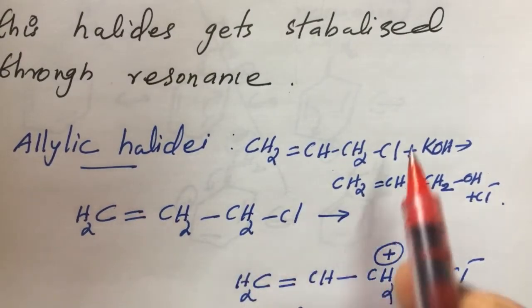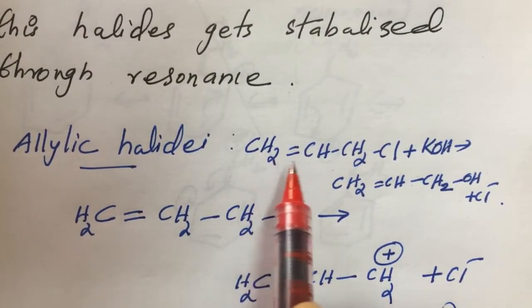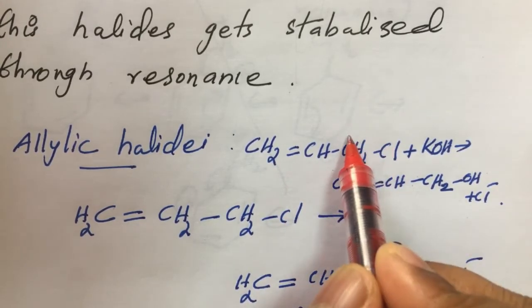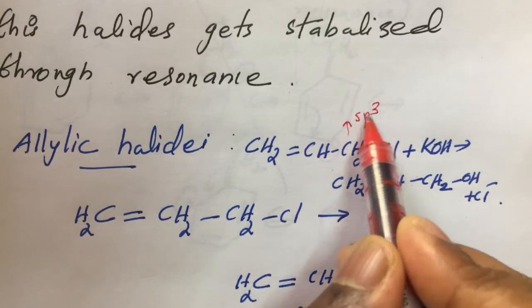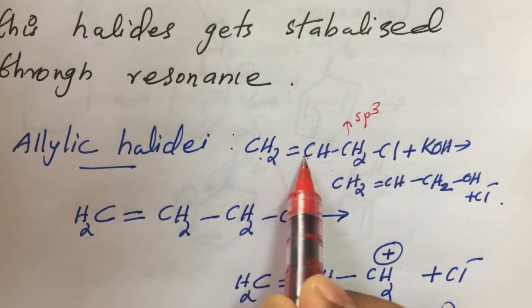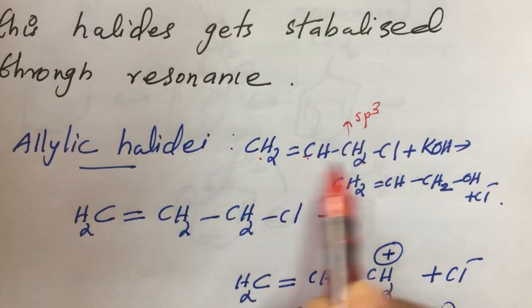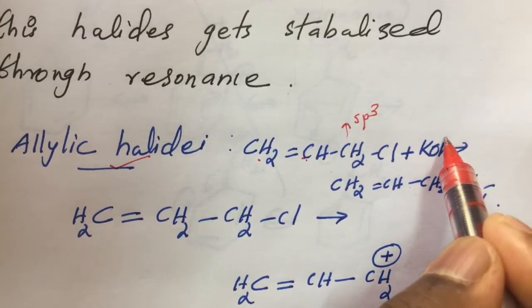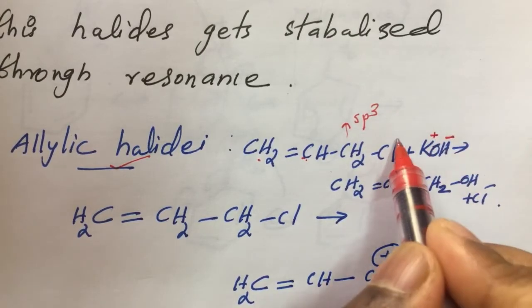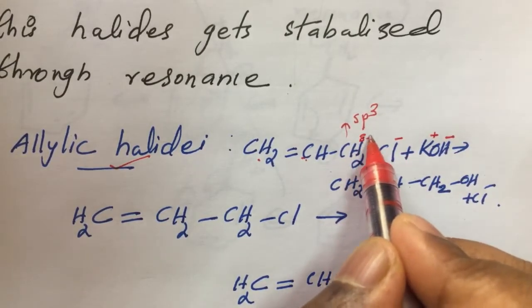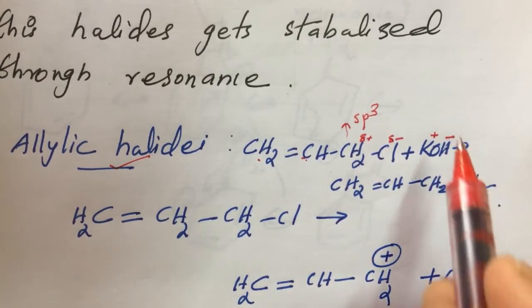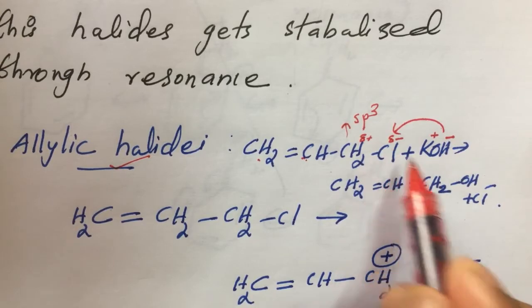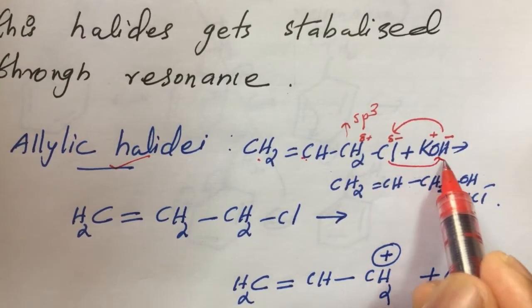Allylic halide, one example is CH2=CH-CH2Cl. Here the halogen is attached to the sp3 hybridized carbon next to the carbon-carbon double bond, so this halide is an allylic halide. With KOH, giving OH minus and K plus, this carbon is delta positive and this chlorine is delta negative, and it undergoes nucleophilic substitution. OH minus replaces Cl.